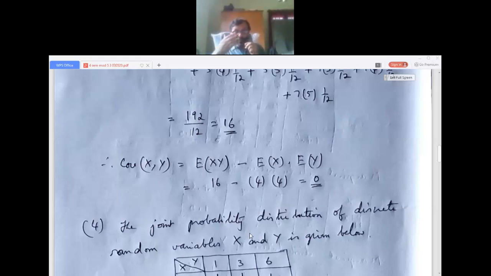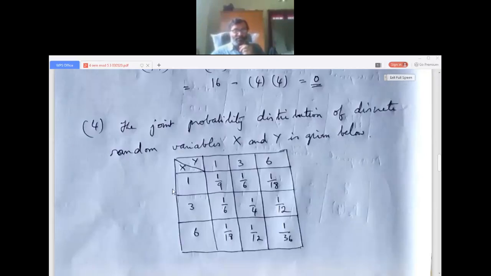The joint probability distribution of discrete random variables x and y is given below. So given like this, x values are 1, 3, 6. Y values are also the same, 1, 3, 6. And the values that are given are, for x value 1, we can see 1 by 9, 1 by 6, 1 by 18 like this.